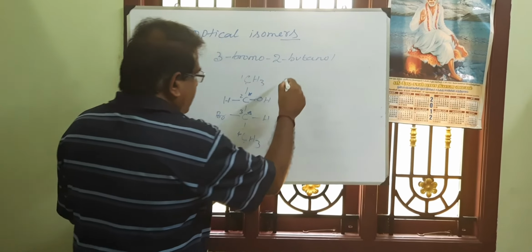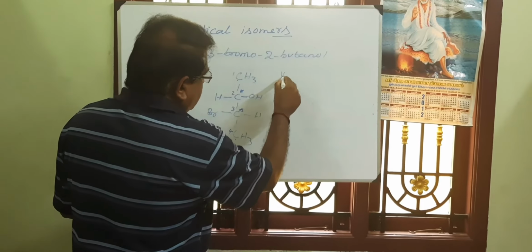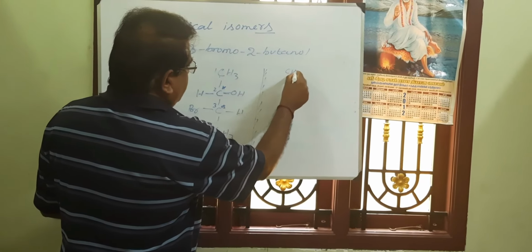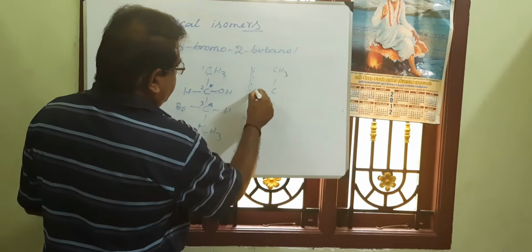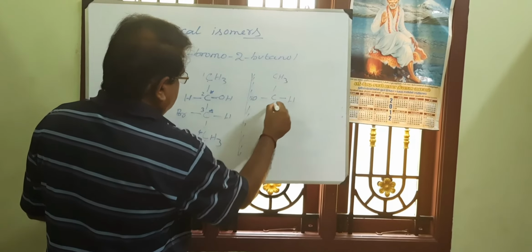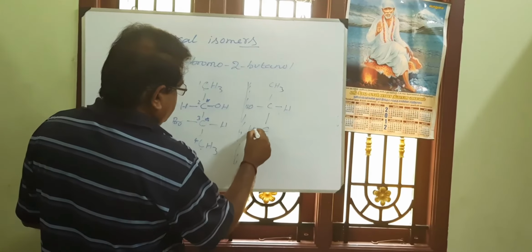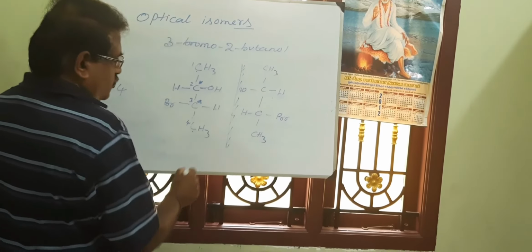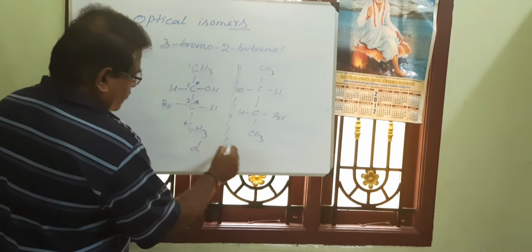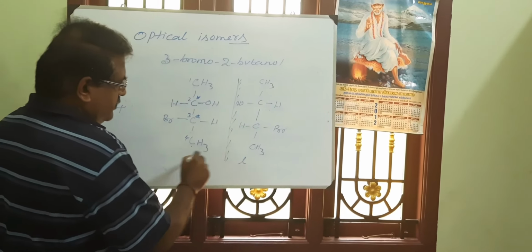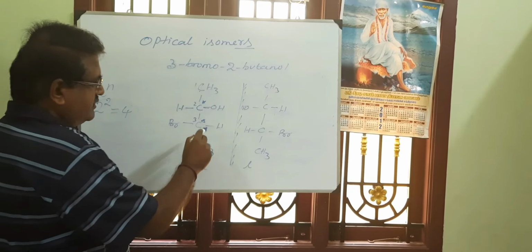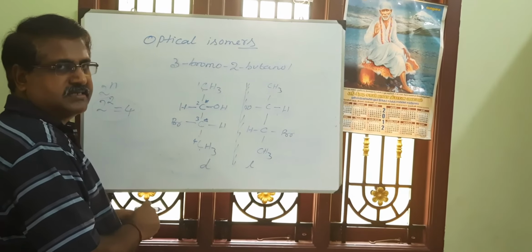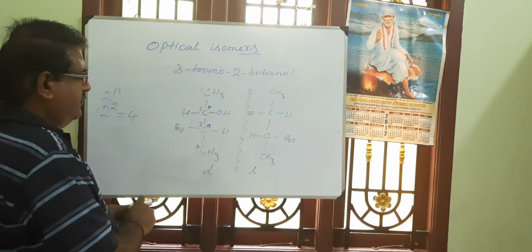Now what would be the mirror image of this compound? The mirror image of this compound is CH3, C, OH, H, C, H, Br and CH3. So one of them is D form and the other one will be L form. So these two are enantiomers because they are mirror images, not superimposable. These two forms can be called enantiomers.